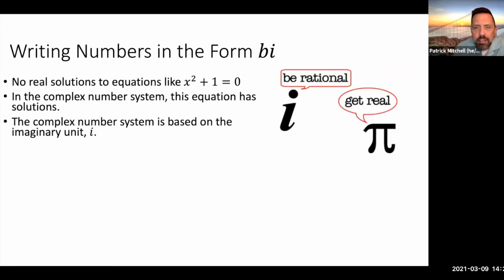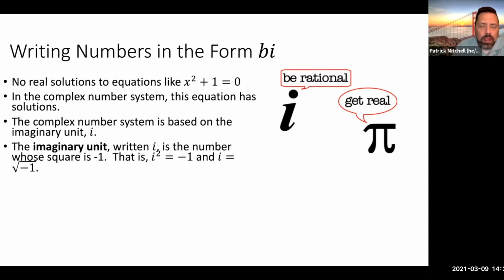All right, and this is a funny little cartoon that I came across at some point. So i is telling the number pi to be rational because, of course, pi is an irrational number. And pi is telling i to get real because i is not a real number. All right, so the imaginary unit, which is written i, is the number whose square is -1. That is, i squared equals -1, and i is the square root of -1.